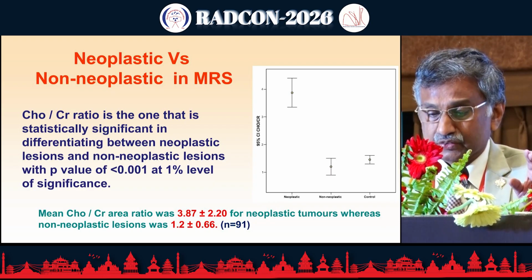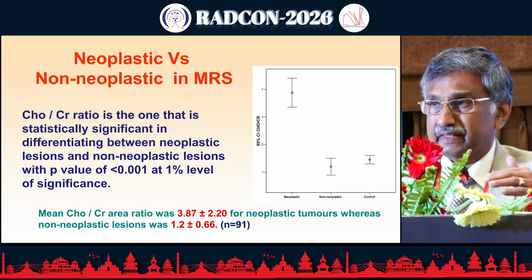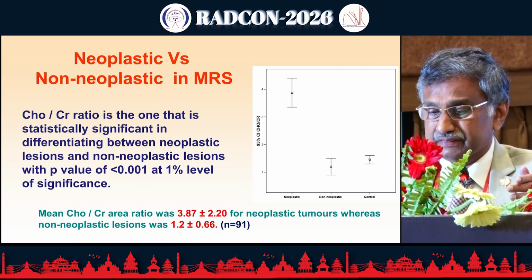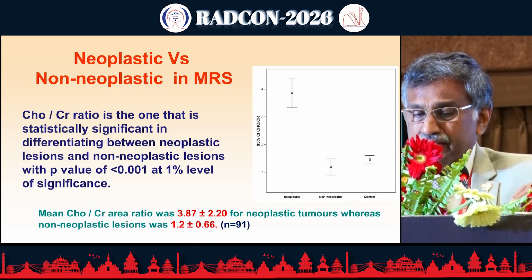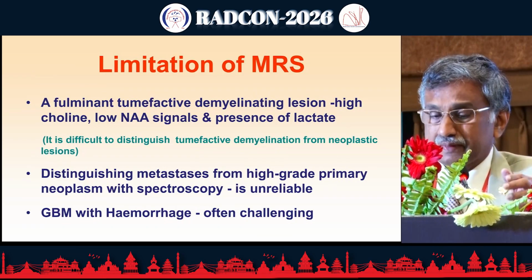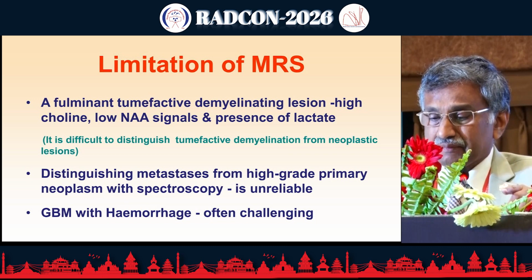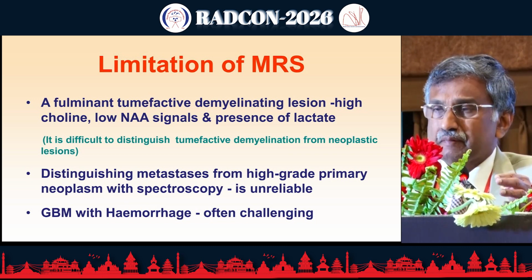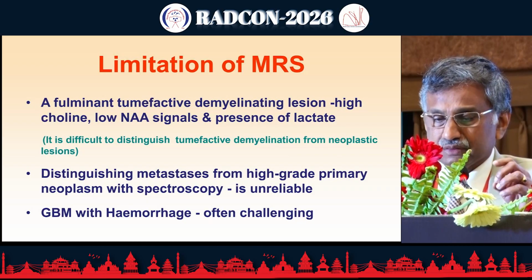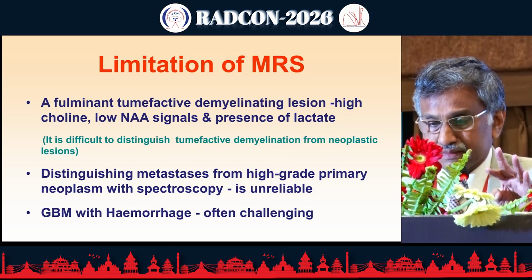A choline-creatine ratio of more than about 3.5 to 3.8 gives a clue toward a neoplastic process, versus an infective process. For limitations of MR spectroscopy: in fulminating tumefactive demyelinating process, high choline can sometimes occur because of reactive changes, but the most important thing is that NAA will be reduced. The presence of lactate helps differentiate tumefactive demyelination from a neoplastic process.